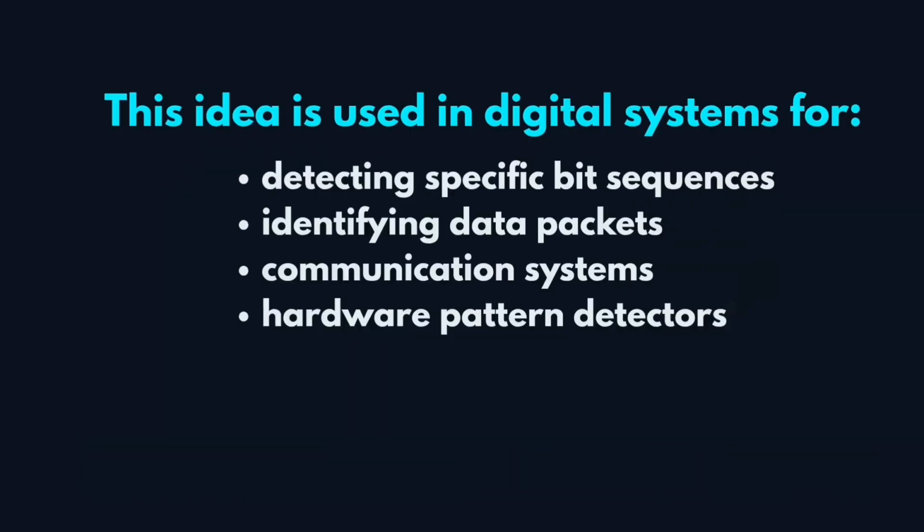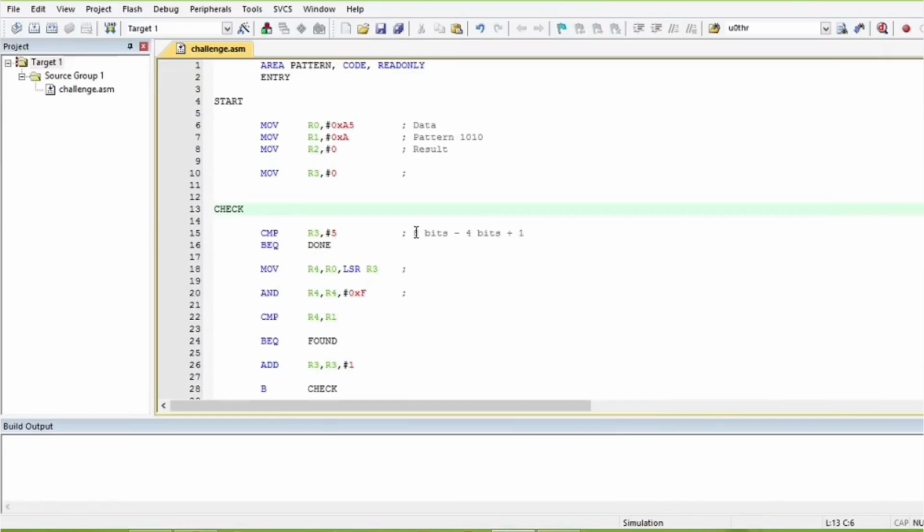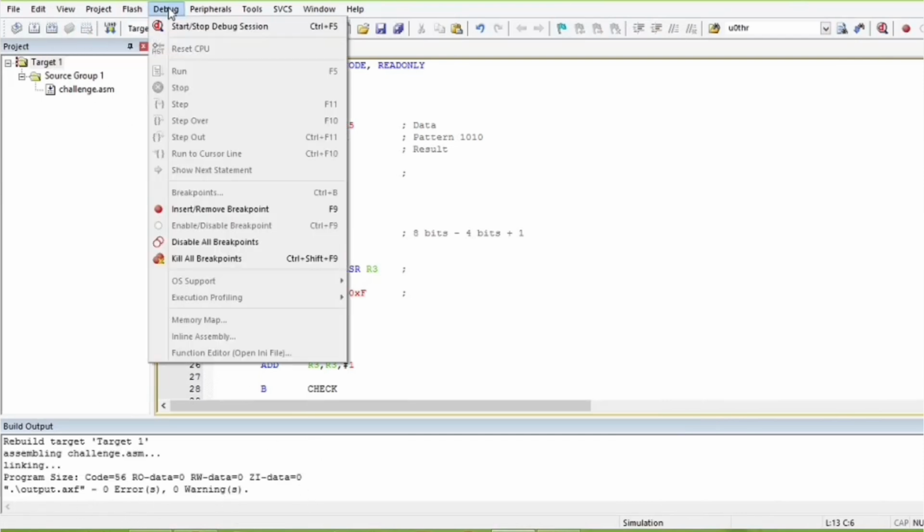This idea is used in digital systems for detecting specific bit sequences, identifying data packets, communication systems, and hardware pattern detectors. Now let's see how ARM7 performs this operation using shifting, masking and comparison. Before understanding this code, let's see if it has any errors. No errors, so we'll go ahead with debugging.